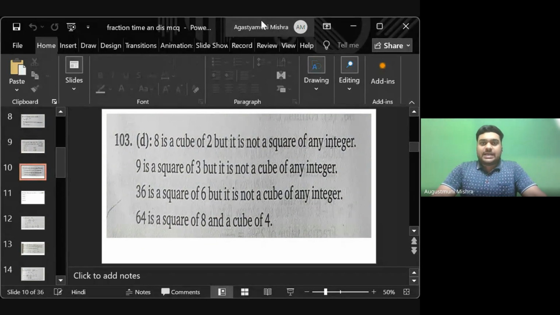So the correct answer is D, because as we know, this question is asking which number is also a square as well as a cube. So that is 64, which is the square of 8 and the cube of 4. So I think with this explanation, this is clear to everyone. I'm changing the slide. We can start the second question.